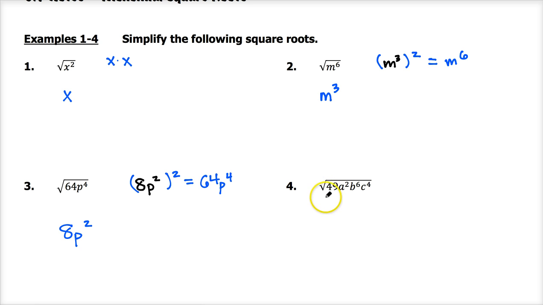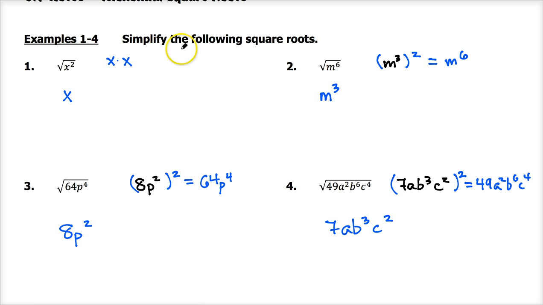The last one here, number four, radical 49a squared b to the sixth c to the fourth. What do you need to square to get this? Well, 7 squared gives you 49. A squared is a squared. B to the third power, when you square it, you get b to the sixth. And c squared is c to the fourth. So the answer to this is 7ab to the third c squared.